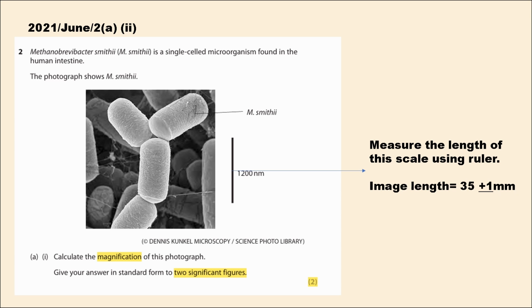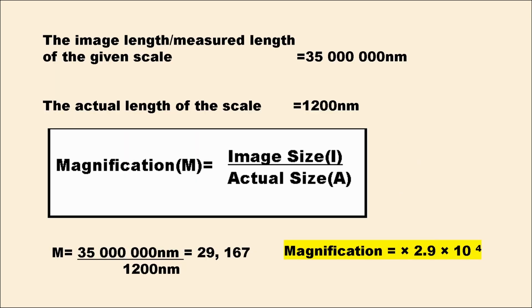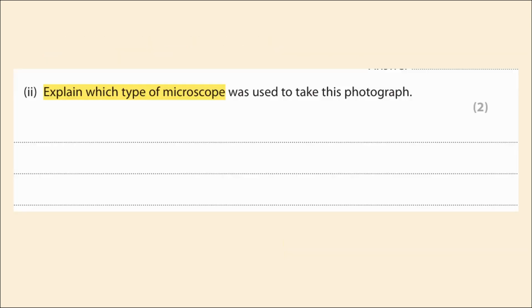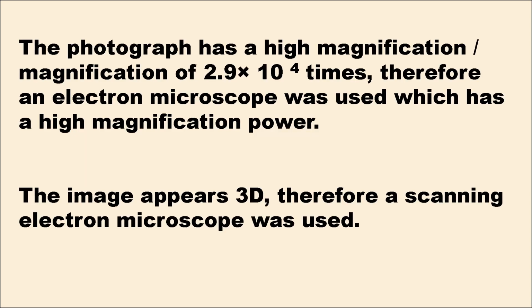So first, if we find out the magnification, it's around 29,000, which is very high. So definitely it should be an electron microscope, because it only allows this much magnification. So you can't use a light microscope. And apart from that, this image appears to be 3D. So you can use the specialized electron microscope, the scanning electron microscope, here to view 3D structures.